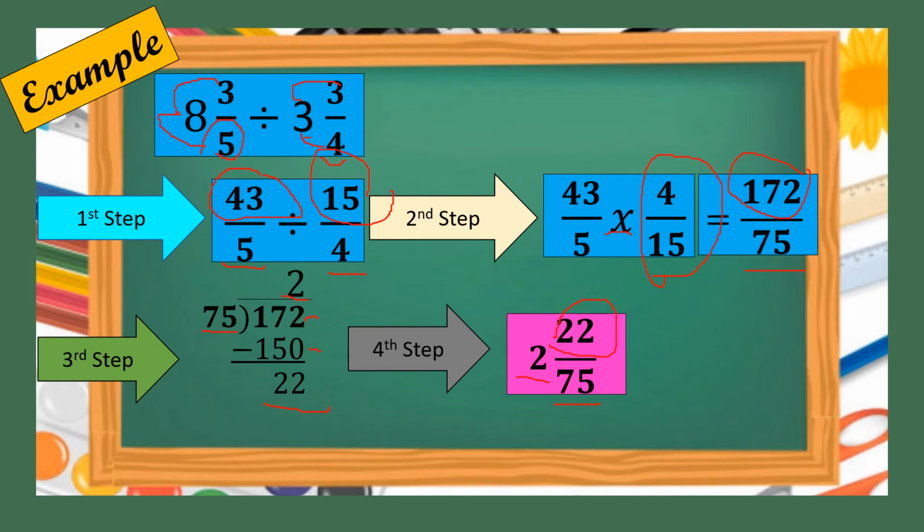So it is a large number. Sa tingin nyo ba, pwede pa itong i-lowest term? Okay, so hindi na. Because 22 and 75 ay wala kayong makukuhang GCF or greatest common factor. So it is the final answer.